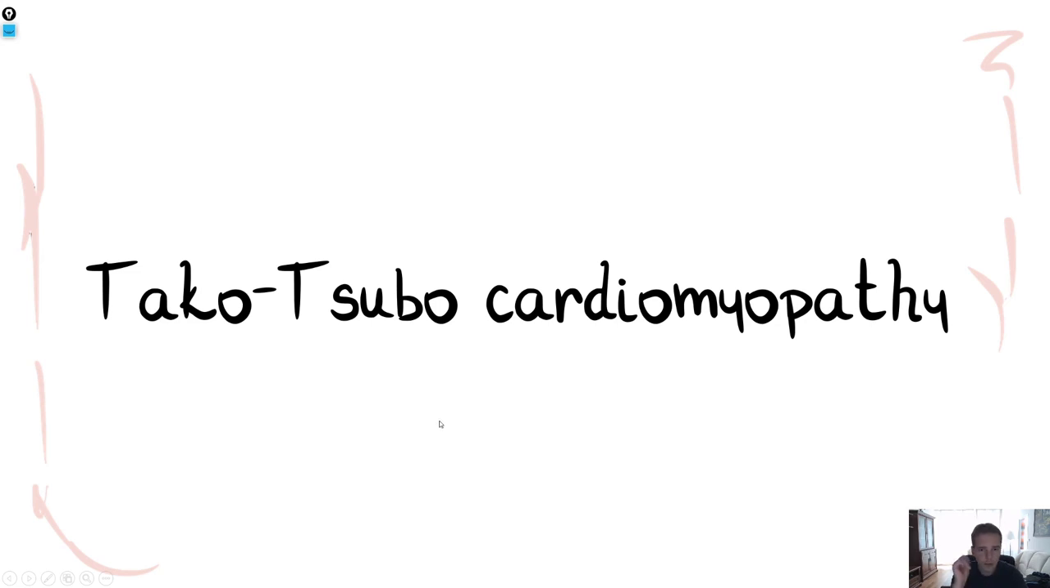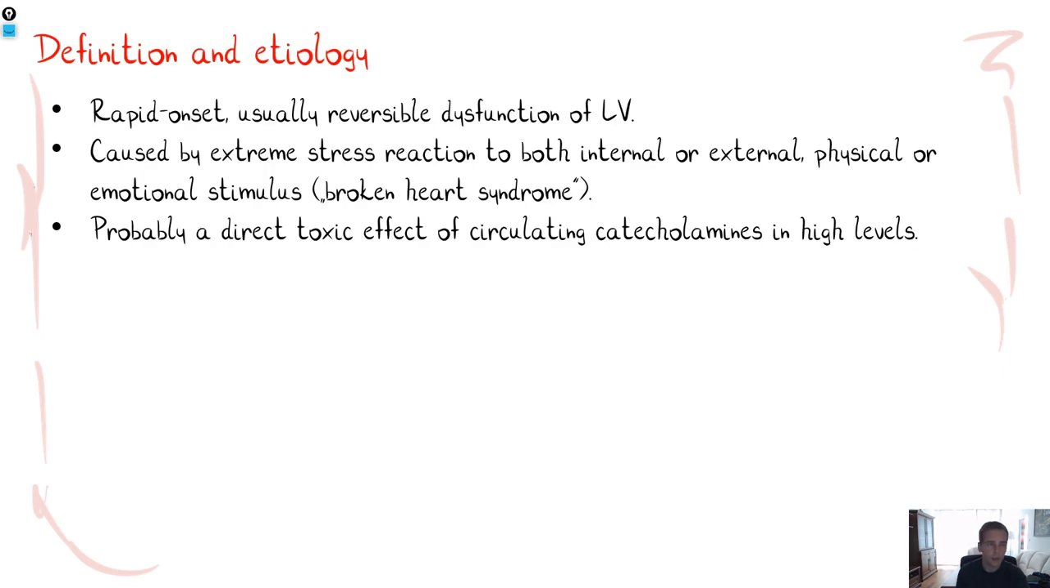Okay, so just for the end, this is quite a peculiar type of cardiomyopathy, which is called Takotsubo cardiomyopathy. Now we are talking about the other cardiomyopathies, and maybe you should remember one or two sentences about Takotsubo cardiomyopathy. What is it? It's a disease that usually has a rapid onset, but usually it's reversible. So there is some sort of dysfunction of the left ventricle with rapid onset, but usually it's reversible.